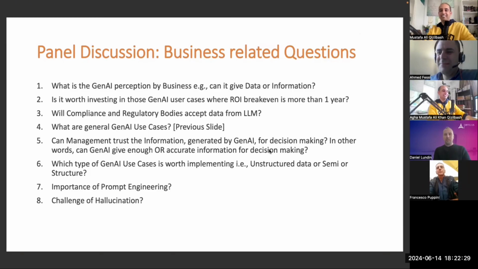To your customers or business, what are two use cases where you would highly recommend using generative AI or large language models? Yeah.